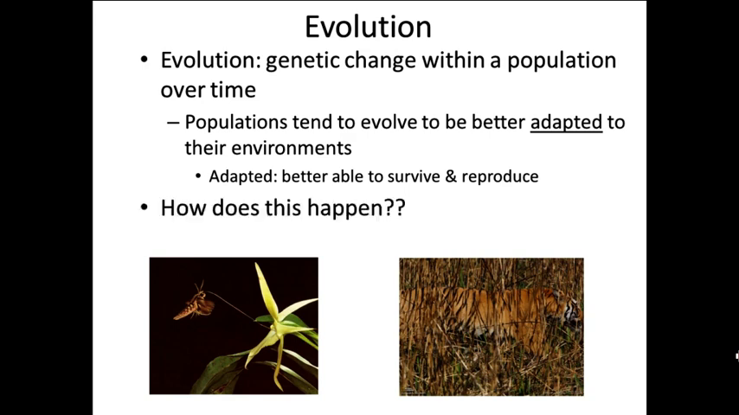Okay, so the question is, how does this happen, right? This does not happen just because organisms need a new trait to become better adapted. Just like you can't change any of your genetically determined characteristics just because you would like to, the same thing is true of natural populations. Instead, this process called natural selection happens. Okay, so we're going to go through natural selection.